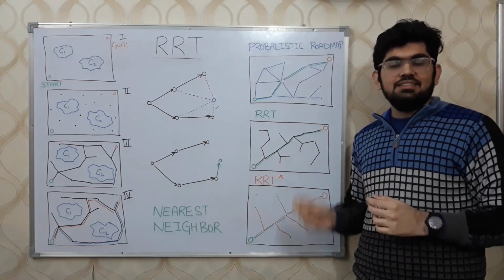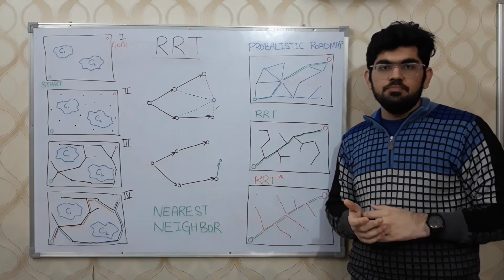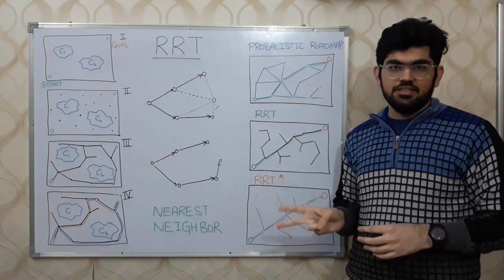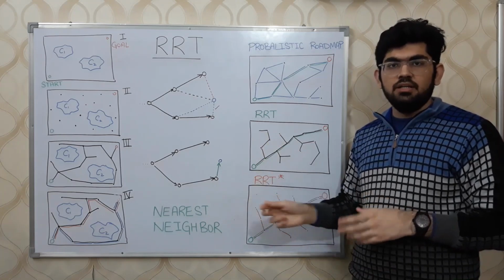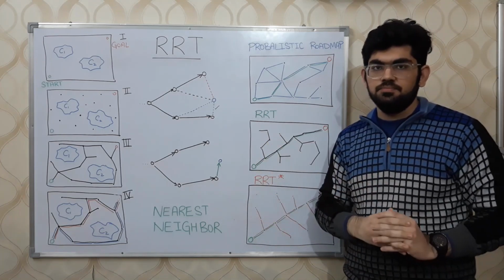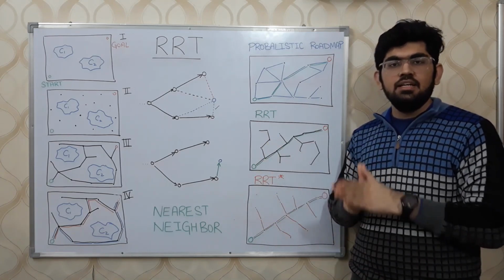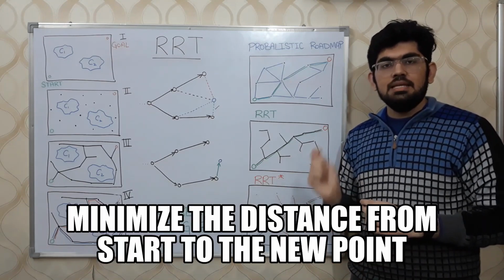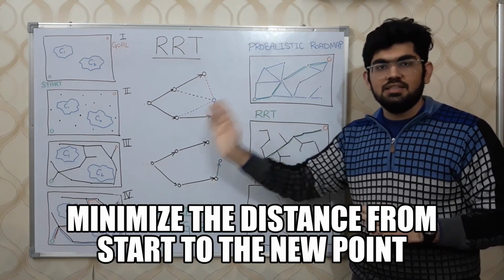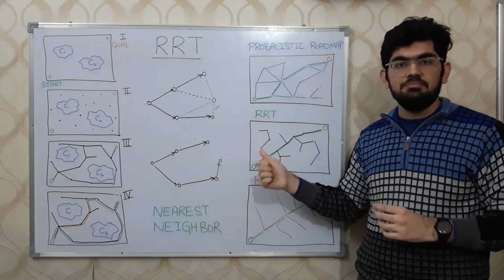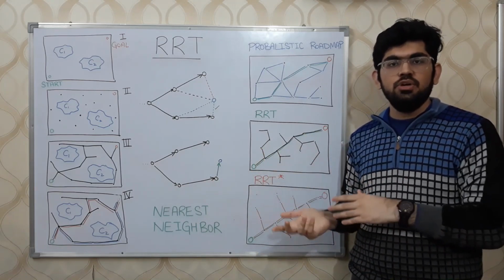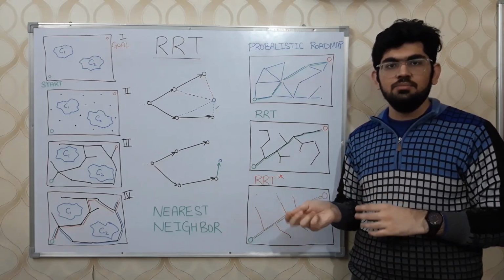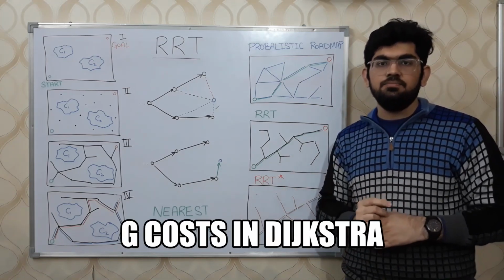RRT star is an extension to the RRT algorithm. It provides two additions. First, we do not connect the randomly sampled point to the nearest neighbor node. Instead, we connect it to the node that minimizes its distance from the start to this newly sampled point. This is something similar to what we do in traditional grid search algorithms like the Dijkstra algorithm.